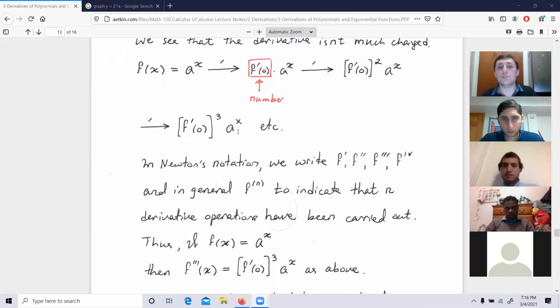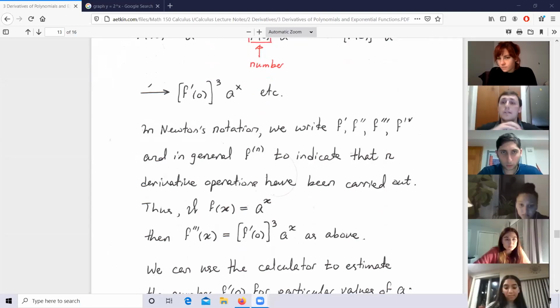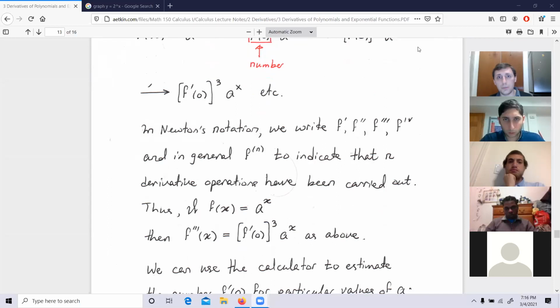And so in general, you see, when I take more derivatives, I'm just multiplying by that slope, if I could find it, of 0. Good. Let's try to say a little bit more about that slope. What might it be?